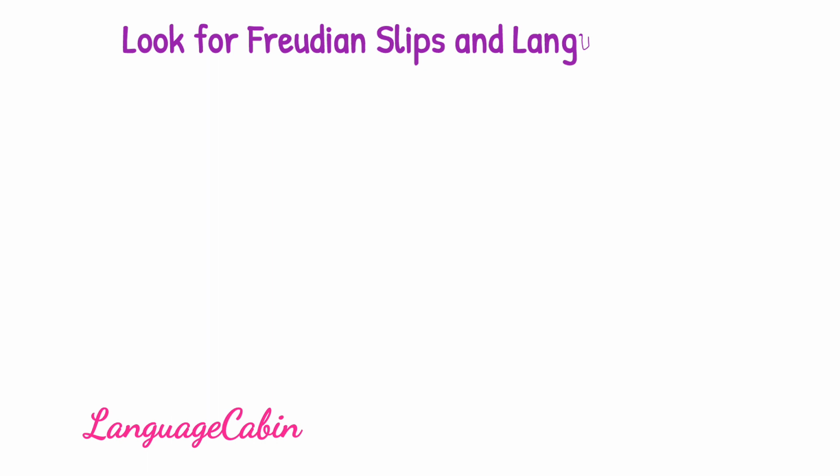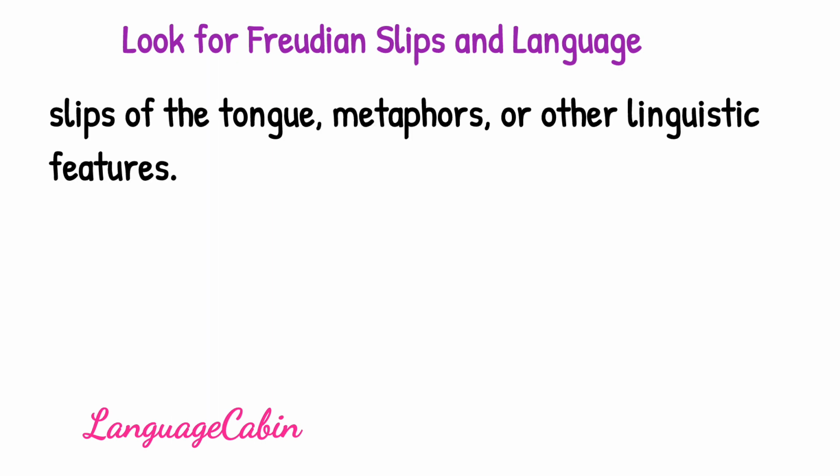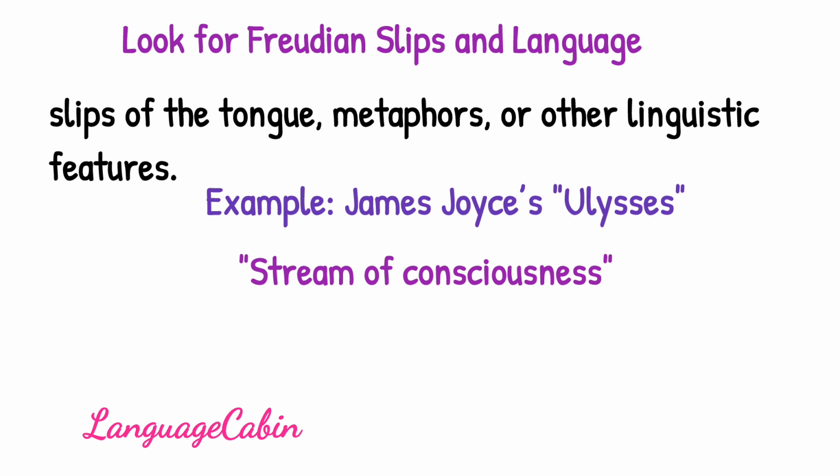Look for Freudian slips in language. Pay attention to language, particularly moments where characters might reveal more than they intend through slips of the tongue, metaphors, or other linguistic features. Example, James Joyce's Ulysses. The narrative technique, stream of consciousness, used by Joyce allows readers to delve into the unconscious thoughts of characters like Leopold Bloom. Freudian slips and subconscious musings offer insight into their hidden desires and fears.